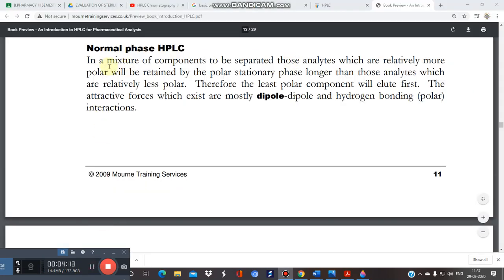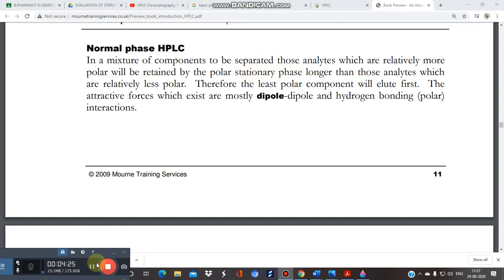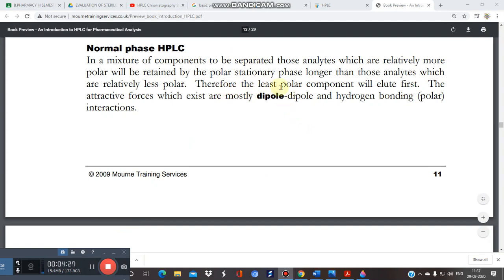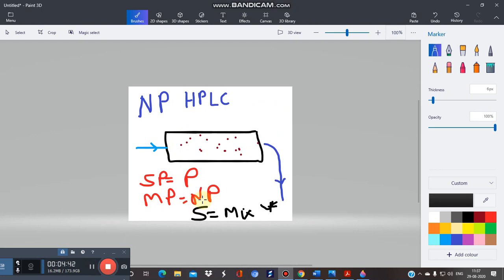See this again. In a mixture of the components to be separated, those compounds which are more polar will be retained by the polar stationary phase. Therefore, the least polar components will elute first, because they have high affinity towards the mobile phase, and the nature of the mobile phase is to move. So they will elute with the mobile phase. In normal phase HPLC, the mobile phase is non-polar, which means the non-polar compounds will elute first.